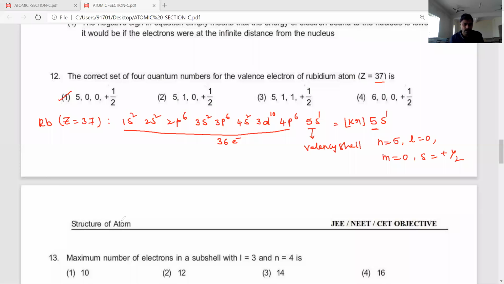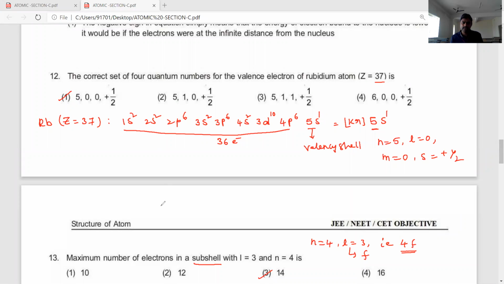The maximum number of electrons in a subshell. What is the subshell they gave? L is equal to 3, n is equal to 4. L is equal to 3 means f, so that is 4f. In the 4f subshell, how many maximum electrons are present? 14 electrons, because 7 orbitals are present.